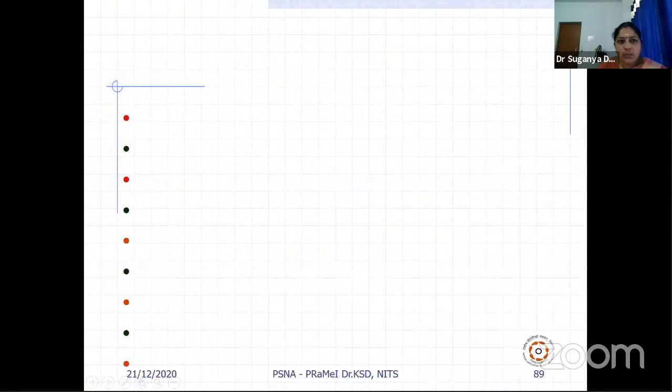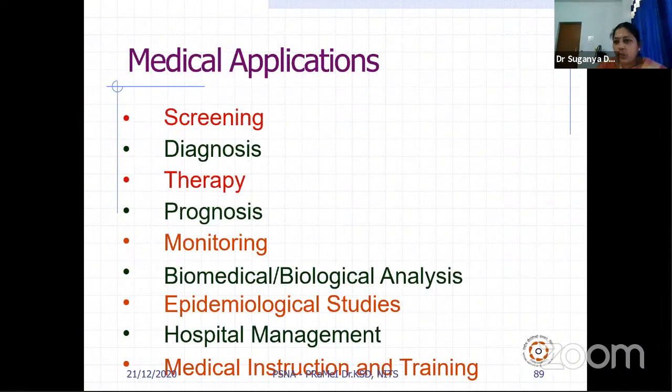These are some of the medical applications where we can concentrate. Each and every one is actually a research area. Screening itself is a research area. We just say it's screening, but we can produce many indigenous screening tools in that area itself. Then there are diagnosis, therapy, prognosis, monitoring, health patient monitoring, biomedical and biological analysis, epidemiological studies, hospital management, which is simply file management, and medical instruction and training.